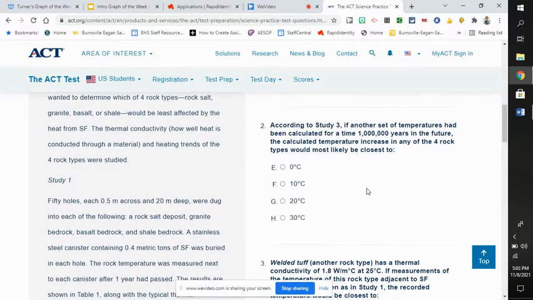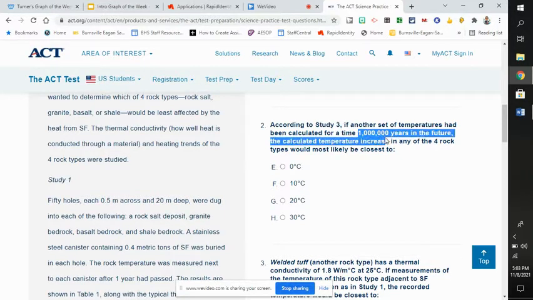So the next question says, according to study 3, if another set of temperatures had been calculated for a time 1 million years in the future, the calculated temperature increase in any of the four rock types would most likely be closest to what? So let's take a look. We need to find study 3, 1 million years into the future, and the calculated temperature increase in any of the four rock types.